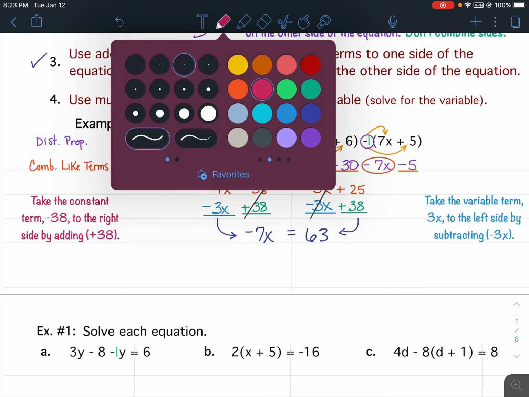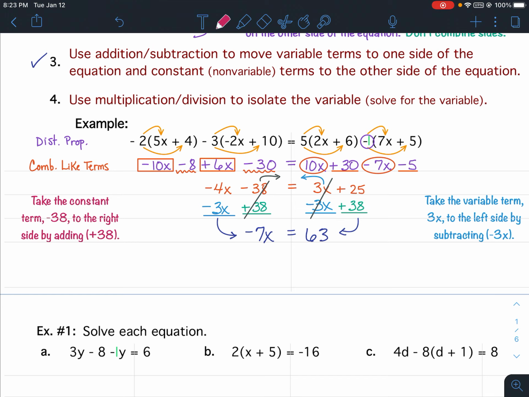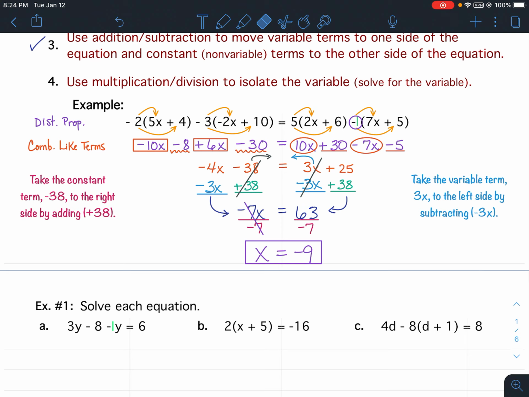Last step, isolate the variable by using the inverse operation. This right here is multiplication. The opposite of multiplication is division. So I'm going to divide both sides by negative 7. They would cancel, and x equals negative 9. All right, and that was step 4.